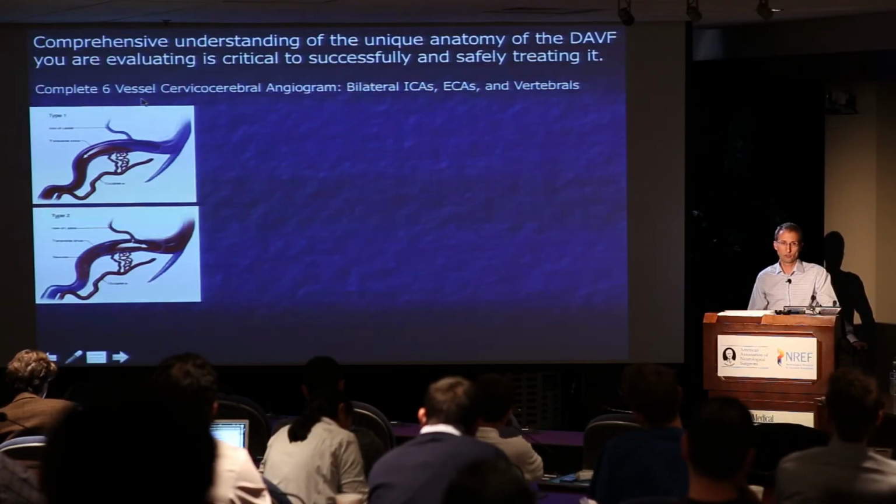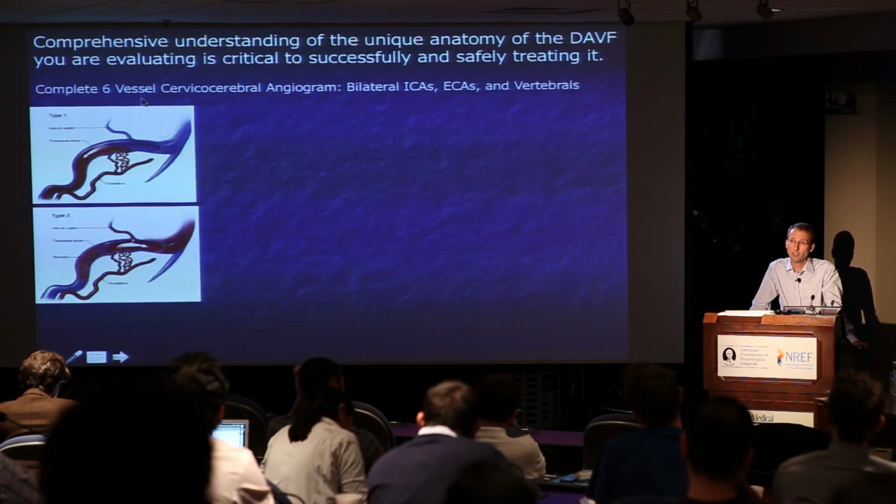So those are a few issues that we think about when we're trying to say, can we approach this fistula? Are we going to do so from a transarterial or a transvenous approach, or perhaps both? And there are some cases where both may be useful. Now, to get to the point of deciding, I think this is where we really, again, have to understand the entire anatomy, and that requires a complete six-vessel cerebral angiogram.